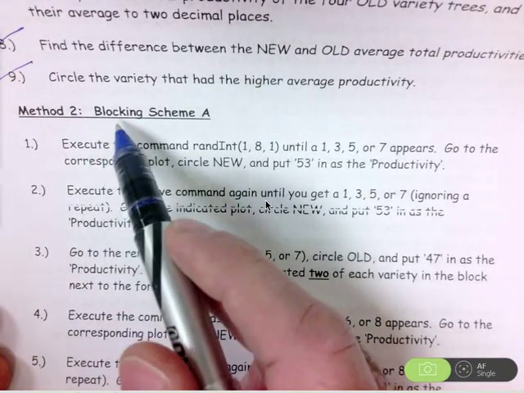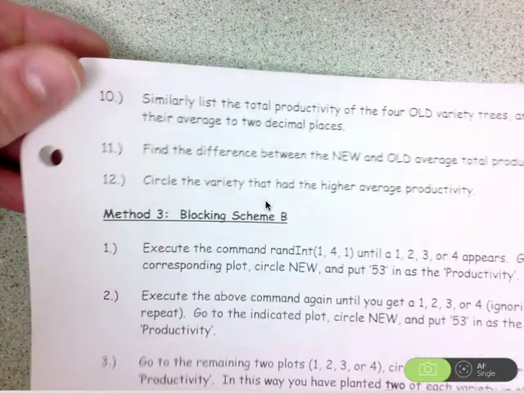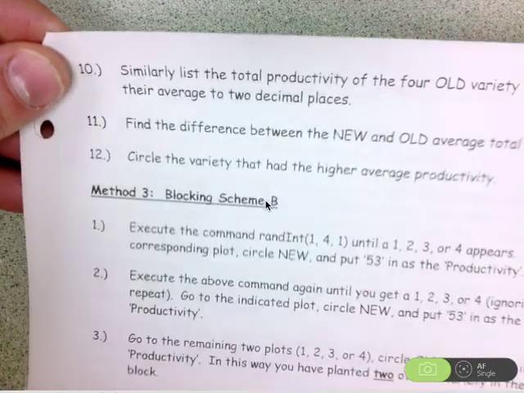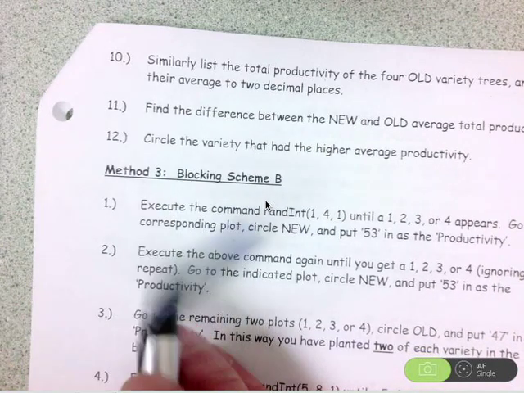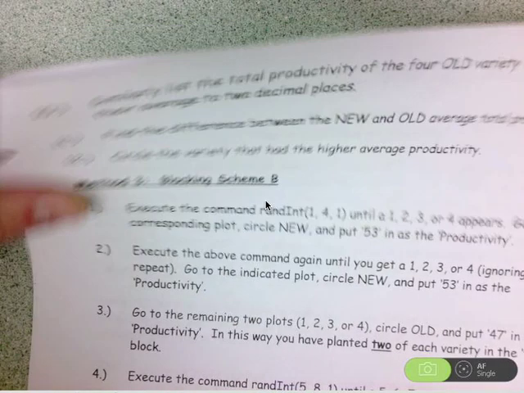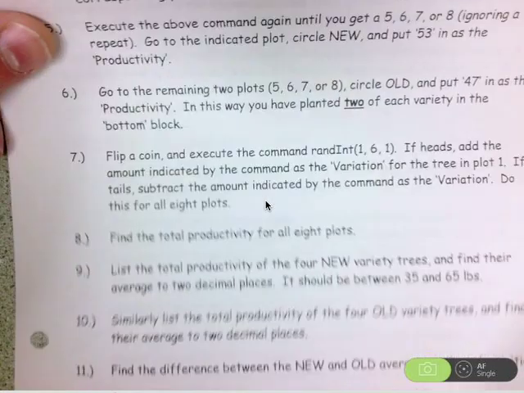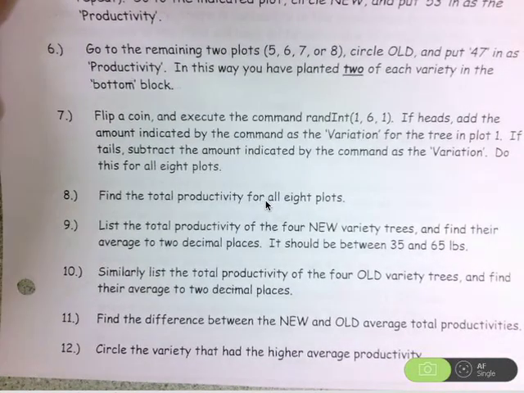These are the directions for method 2. That's for simulating blocking scheme A. There are the first 9 steps there. It continues on this side. There's a total of 12 steps. And then to simulate blocking scheme B, this is method 3. This will be the last page of your template. So again, there are 12 steps to do that. Follow them carefully, read them carefully, cross them off, help each other if you're confused.